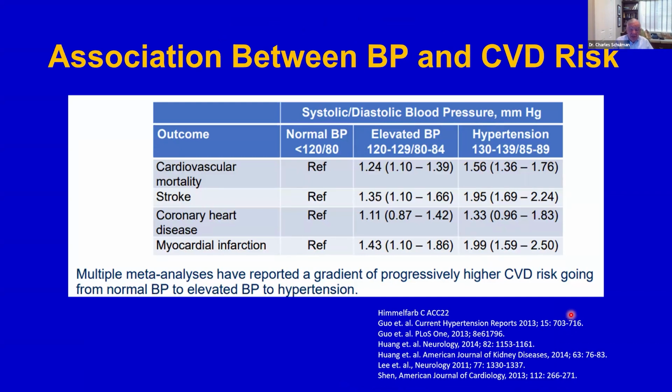More recent data shows that with increasing systolic and diastolic blood pressure, cardiac events are increased. So with the normal blood pressure, 120 over 80 is the reference, elevated blood pressure and hypertension have increased risk of mortality, stroke, coronary heart disease, myocardial infarction.